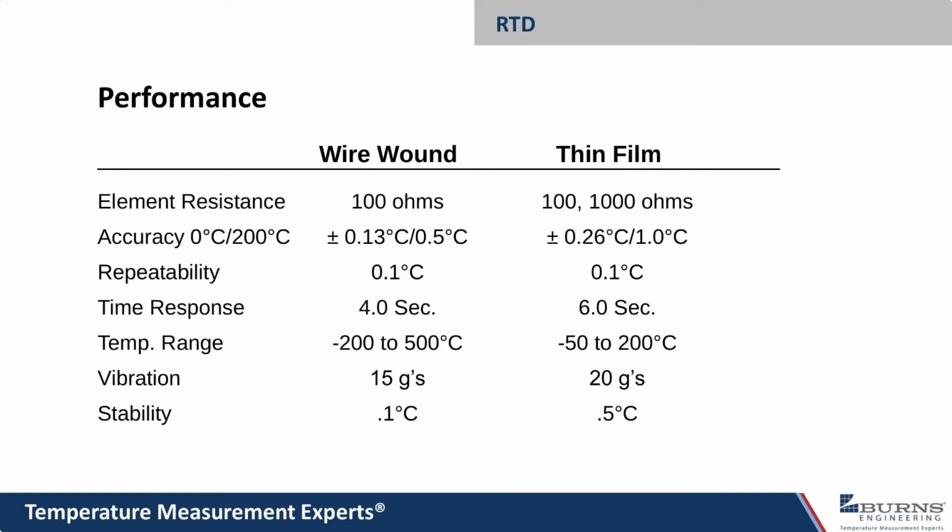Accuracy, again, the wire wound is about twice as accurate as the thin film. Most of the thin films are only offered in a Class B interchangeability band. You will find some that will be Class A. One other thing I did not mention about interchangeability, the standards have been updating, and I think there's a Class AA now as well as a Class C.